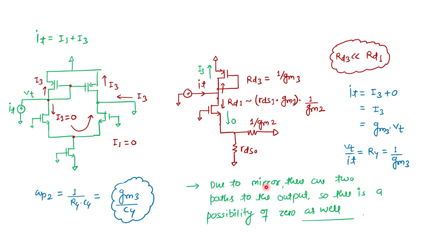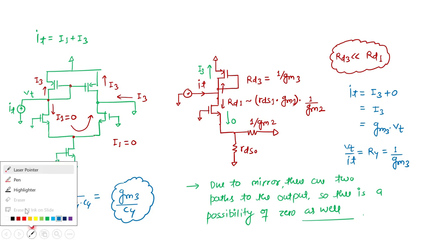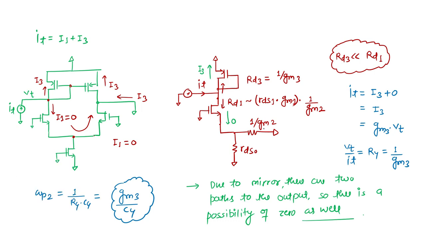Due to the mirror, there are two parts of the output, so there is a possibility of a zero as well. We have seen the calculation of the zero. One may think, why is this I1 zero? You can see that the impedance looking down is much higher, or you can exactly apply current division, where this is my IT.